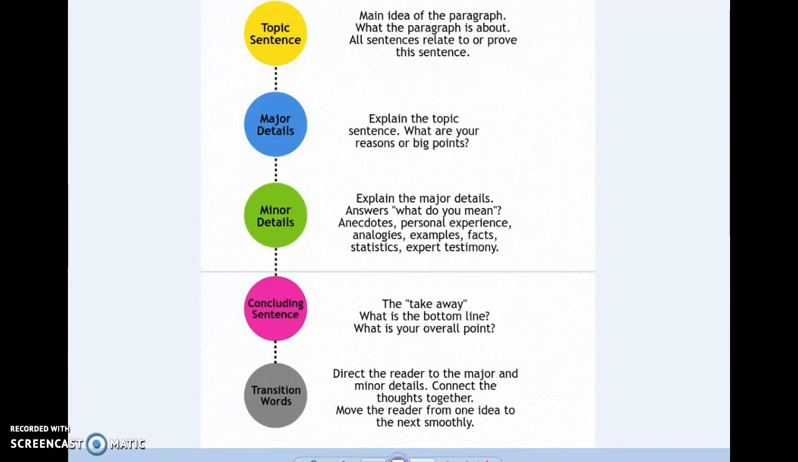Finally, transition words point the reader to changes in ideas, toward major details, and to examples. They're very important if you want to make your writing flow smoothly.